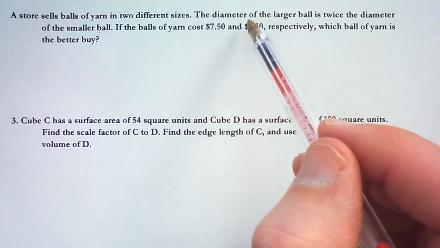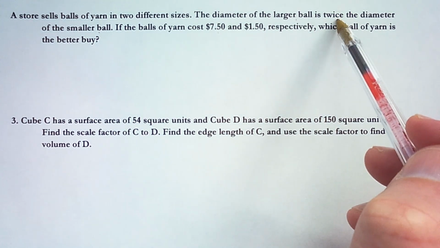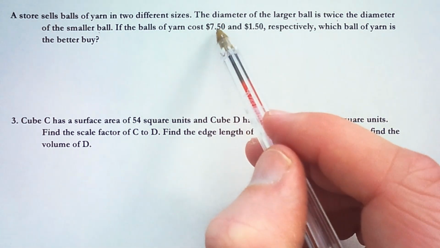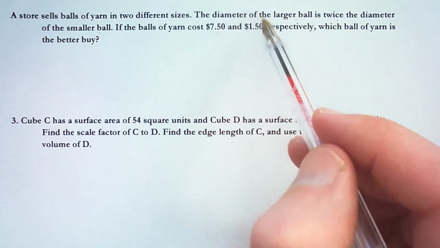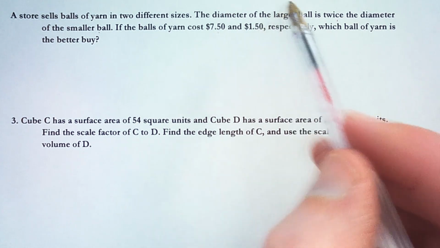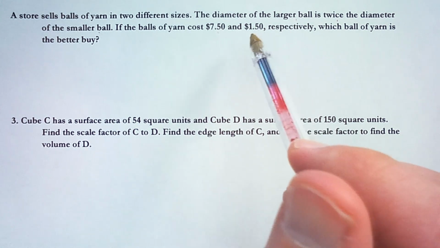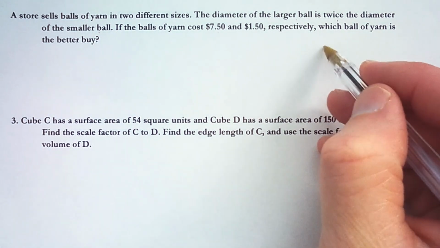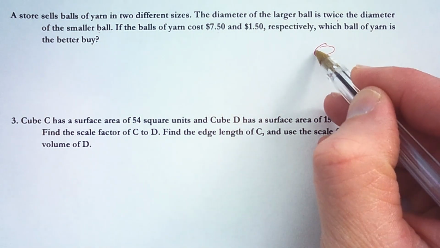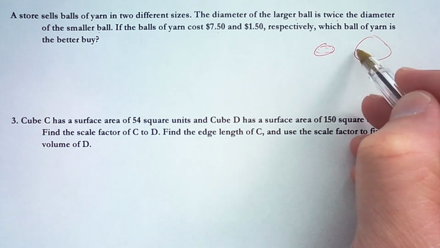So your immediate thought might be that if the diameter of the larger ball is twice the diameter of the smaller ball, then the cost should be twice as much. So that would tell you that this larger ball, that's far more than twice as much as $1.50, is not a good purchase. So the smaller ball is the better purchase. Okay, but let's think about how we can measure the amount of yarn in this ball. Now this ball is a sphere of yarn. So we've got a small sphere of yarn and then a larger one with double the diameter.